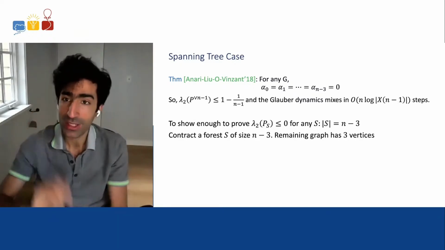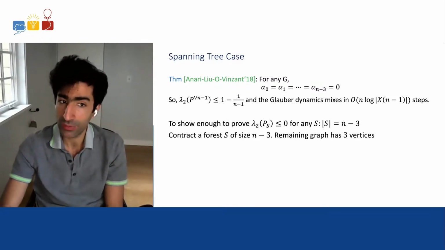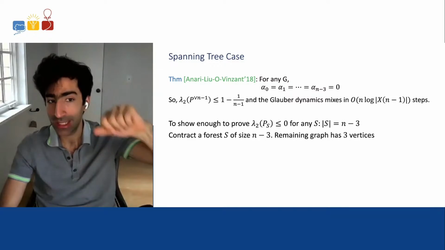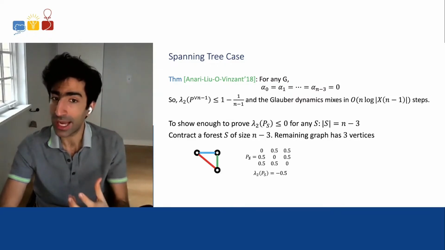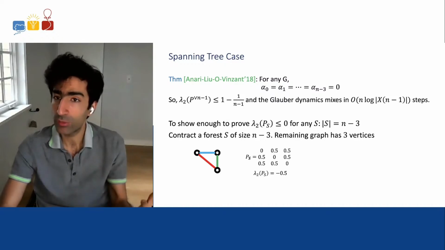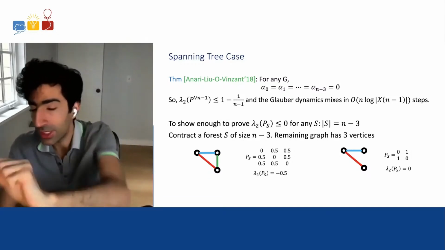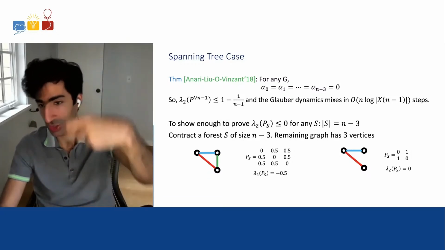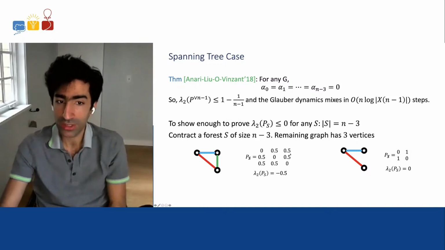So let's fix a forest S with n-3 edges. I want to study the local random walk of S. So I fix this forest S. Let's contract the edges of this forest. The remaining graph has only three more vertices. And it has two options. Either it looks like a triangle, or it looks like a wedge I have on the right. You can write down the second eigenvalue of the local random walk matrix for each of these graphs.